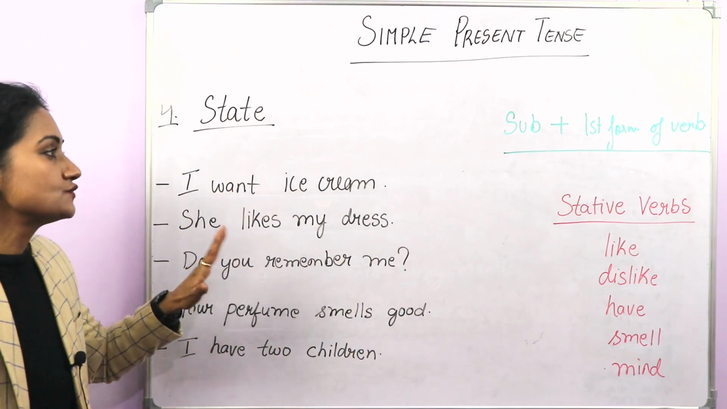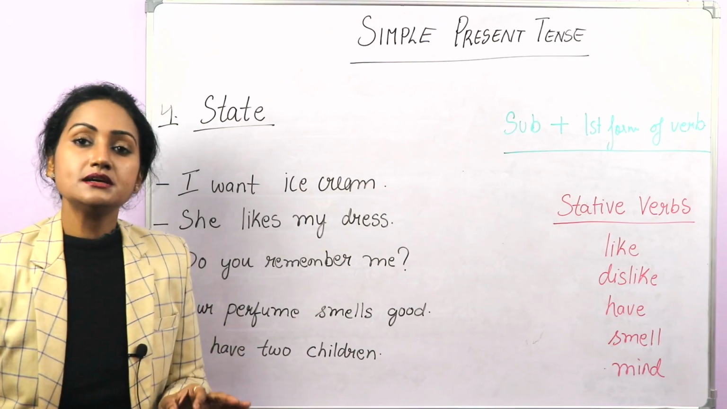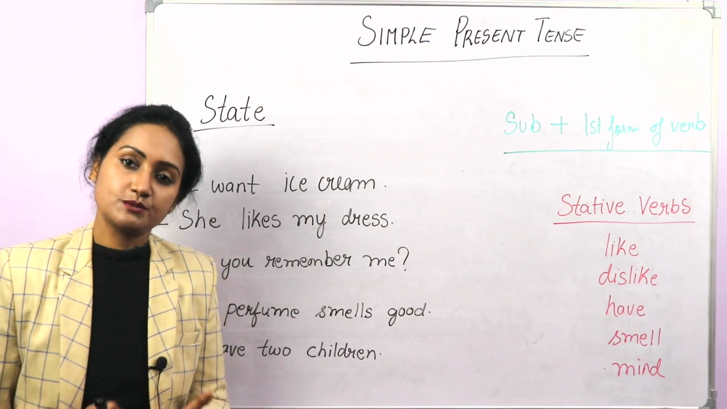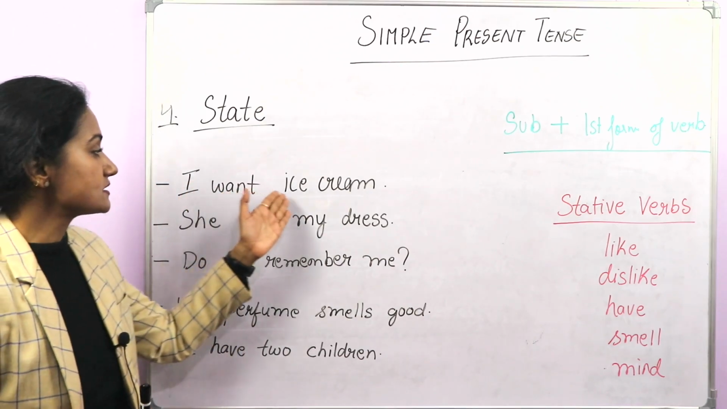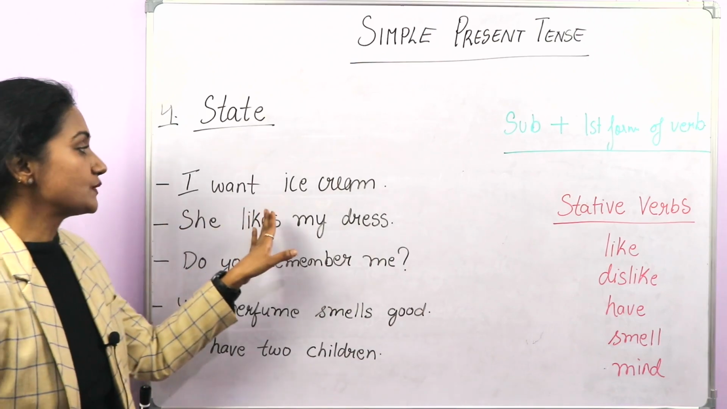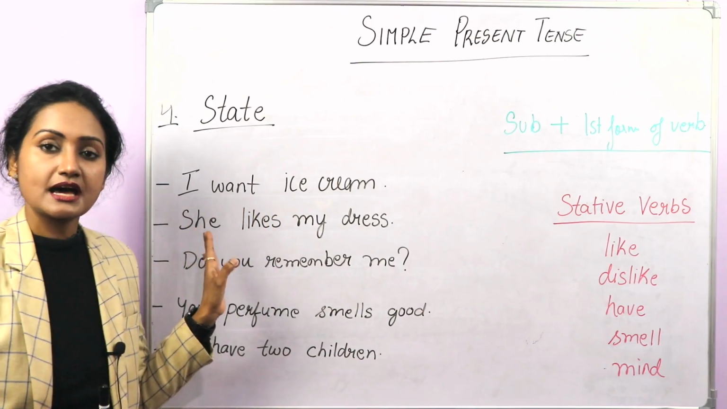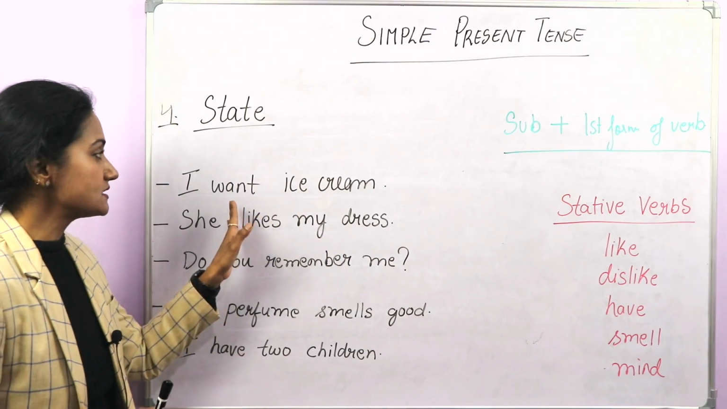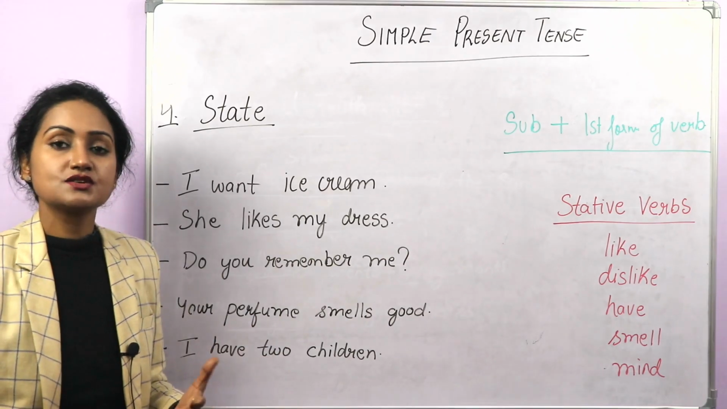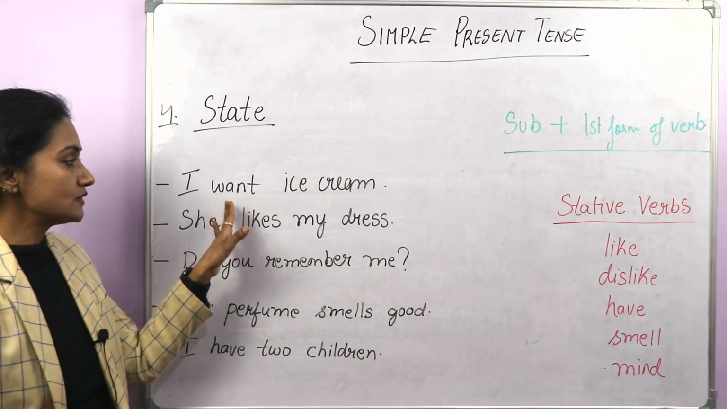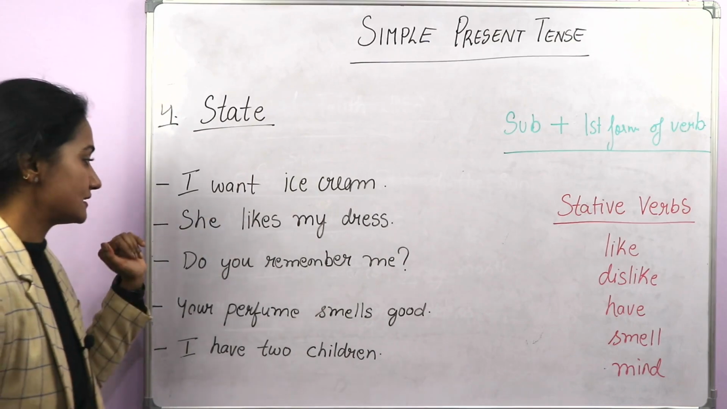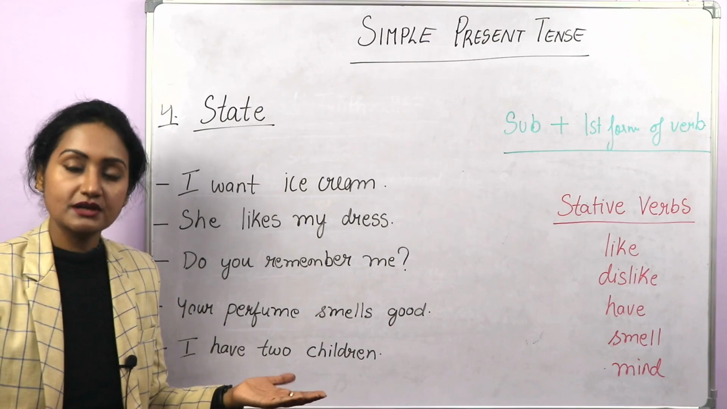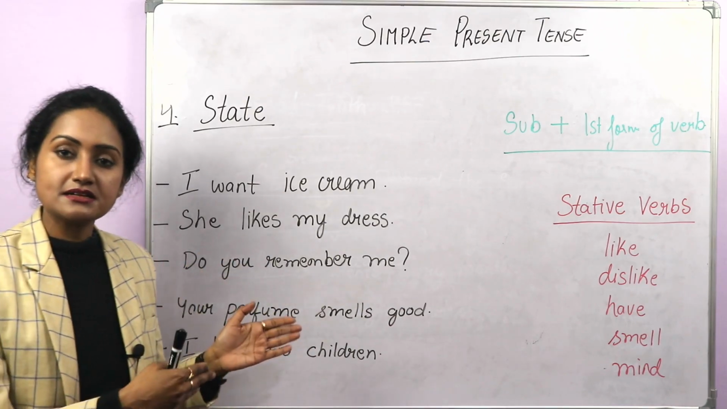Now basically the sentences where there is no action, only a state, those kinds of sentences will be framed in simple present tense. For example, I want ice cream. You cannot frame this particular sentence in present continuous. I am wanting ice cream is wrong. So I want ice cream, this is a state, this is your feeling, this is your liking. So that's why you will use simple present tense in this. Next is she likes my dress. Again a state, it is describing a state, a liking.